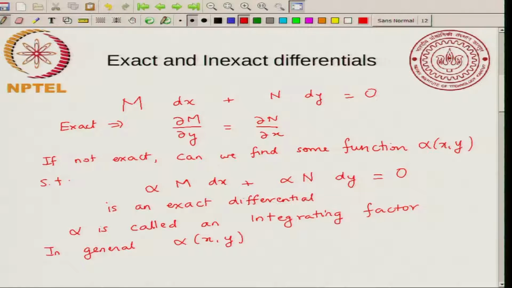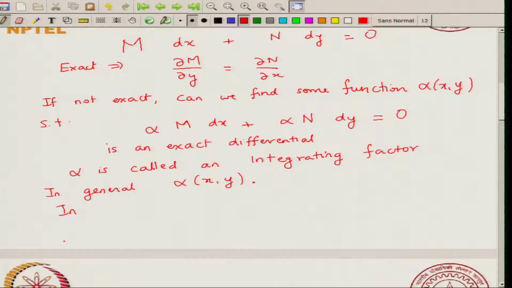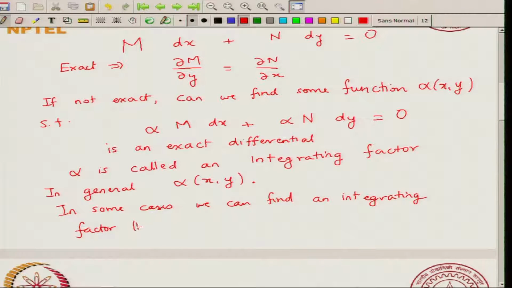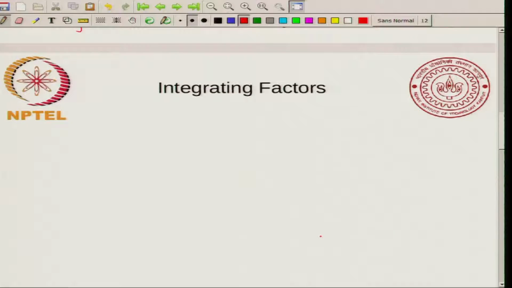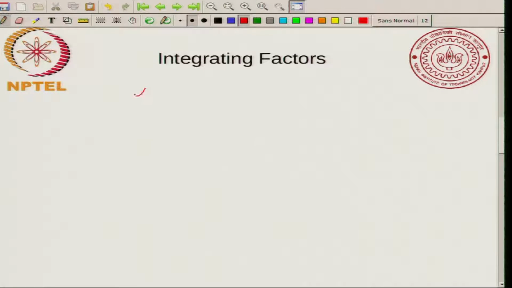But maybe in some cases you can find an integrating factor that depends only on one of the variables. So, for example, you might find alpha of x, an integrating factor that depends only on x.